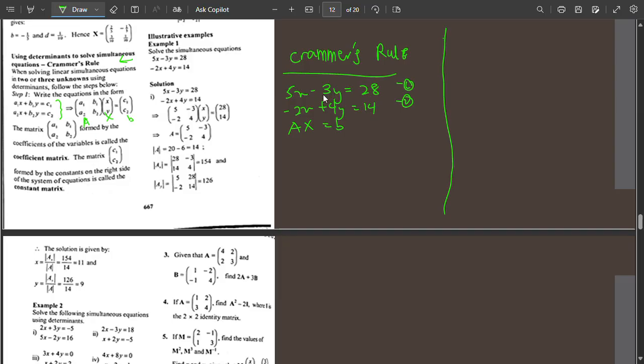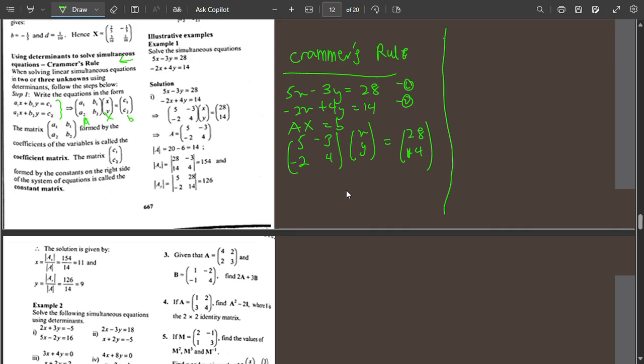So we take all the coefficients of the variables: 5 here, minus 3 here, minus 2 here, and 4 here. That forms the matrix A. And then X is just all the variables inside the equation. We have two variables, x and y, so we call it the variable vector or matrix. And then B is the right hand side, because the numbers are there: 28 and 14. Perfect. Once we get this, we're almost done.